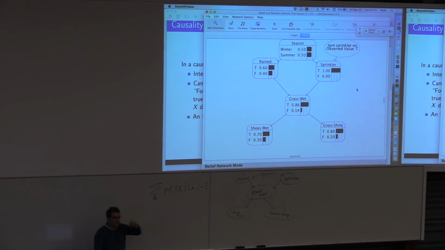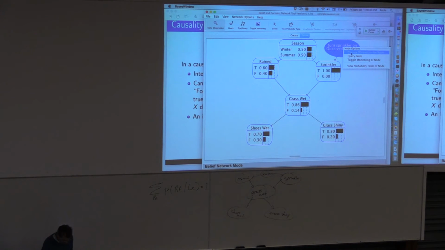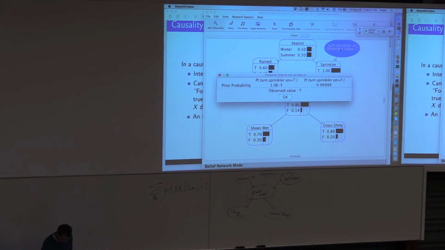Does that make sense? Any questions about that? The obvious question is, so what's the answer? Why did I make this? Why did I make my prior probability 0.0001? Why did I make that a really small number instead of 0?